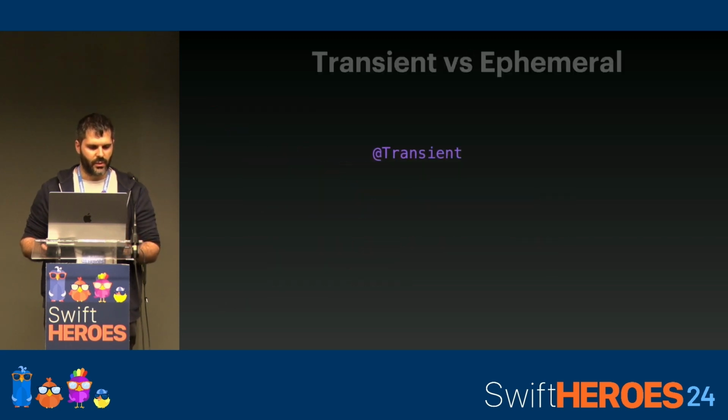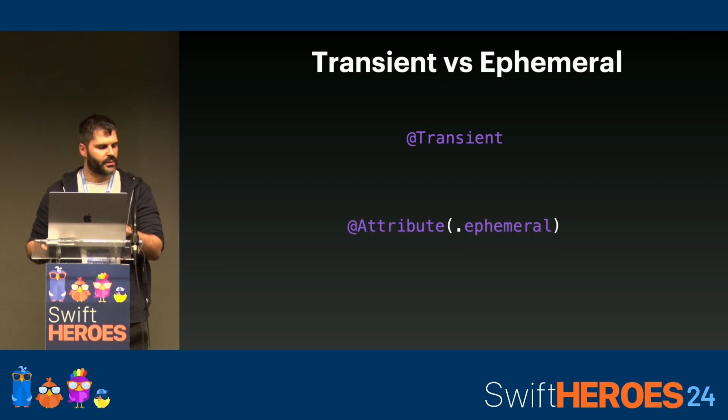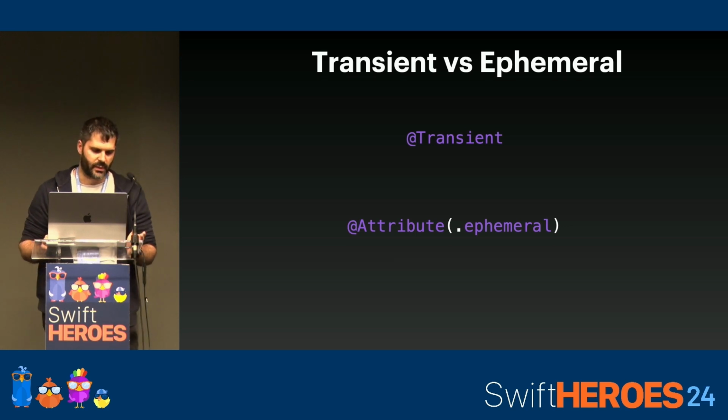Actually, we will see a difference because I talked about attribute ephemeral. They have a slight difference. I mean, attribute ephemeral, according to the documentation, works very well with the refresh of the UI, in particular of the SwiftUI view. I mean, if you are using a transient property and this property changes, the view won't be updated. While with ephemeral, this happens.